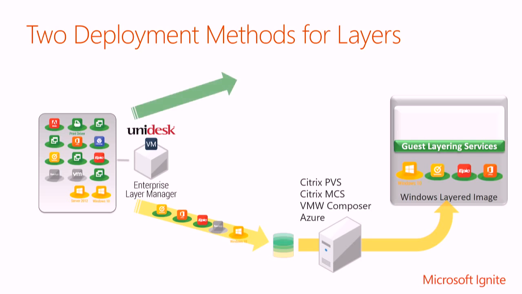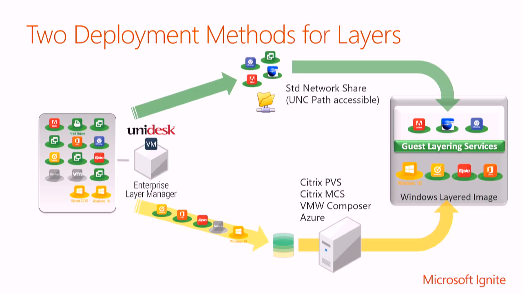The next part of this is what we call guest layering services. In this way, we take those same application layers and copy them to a UNC path, and at boot up, it checks who's logging in and grabs the layers that user requires and applies them to the session that the user is logging into.